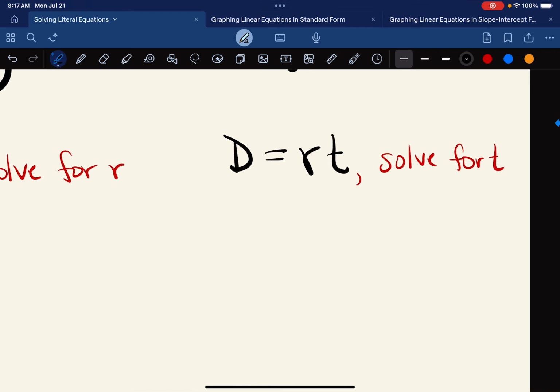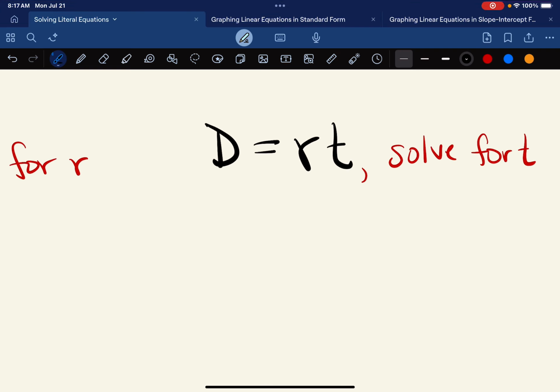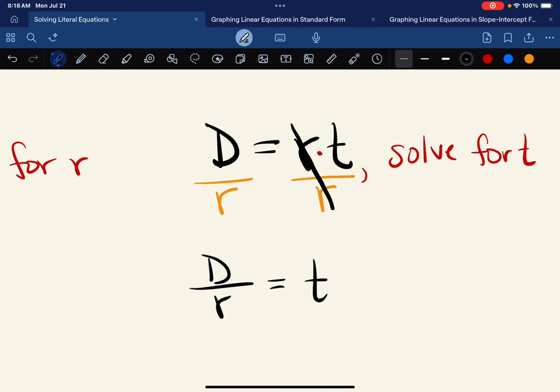All right, let's look at the second equation here. Again, we just have straight multiplication all the way through this equation. So distance equals rate times time. If we want to solve for time, we need to get rid of this r value. So we'll just divide both sides by r. Now, d and r are not divisible by the same value, so we'll just do that. And then r divided by r gives us 1, so we're left with 1t, or just t.